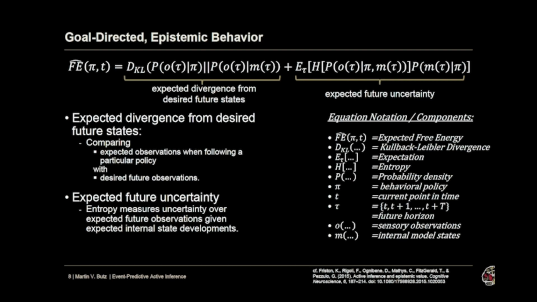The other one is the expected future uncertainty. Essentially, the expected entropy H over the temporal horizon, measured as the entropy of the observations given you follow a policy pi and are in a certain internal model state M, due to this policy pi also in the future, and the expectation of this entropy over your expected future state by following the policy pi.